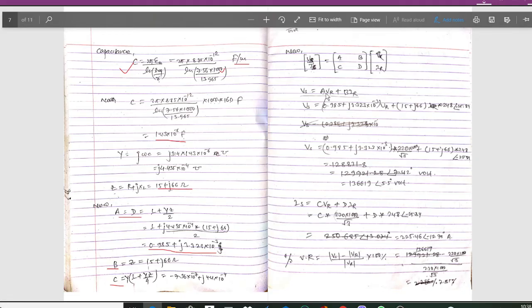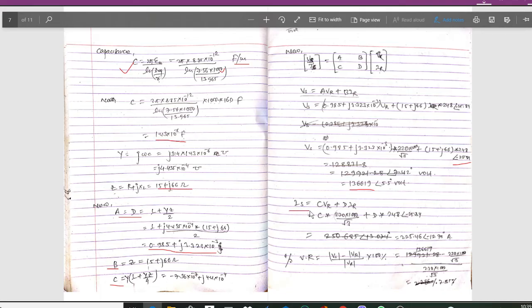So Vs equals A into Vr plus B into Ir. The value of A is 0.985 ∠0.323 degrees, and Vr is 220 kilovolts, so 220 into 1000 upon root 3, plus the value of B is 15∠66 into Ir, which is 248 at an angle of minus 25.8 degrees for the 0.9 power factor. So in magnitude form we will get Vs as 136619 volts, and its angle is 5.5 degrees.